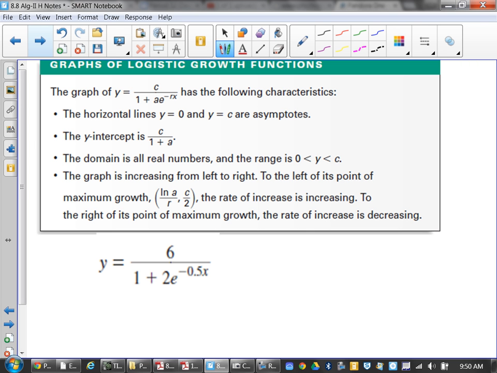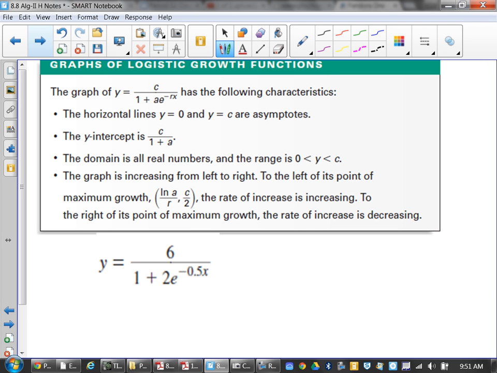We know that you have a horizontal asymptote at y equals 0. There's always one there. And the other one's going to be at your value of c. The value of c is your numerator. So what's your numerator? 6. So you have another asymptote up at 6. So all of the action is going to happen between here and here.